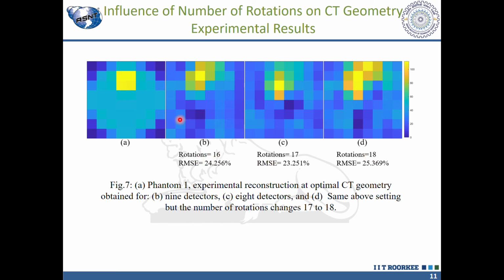We have seen that a minor change, meaning a change of one in the number of rotations, gives a huge difference in the reconstructed results. And this is at 18 rotations. So these results show that a greater number of rotations does not always give better image resolution. There should be an optimal value.